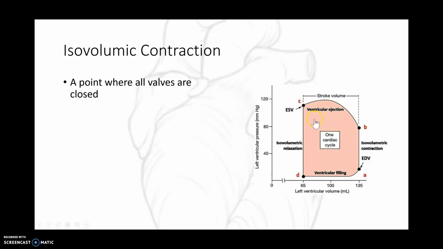Okay, so if we want to define isovolumic contraction, we know this is a point where all valves are closed. It's where within the heart there's a dramatic increase in pressure without any increase in volume. So right here our valves have shut after ventricular filling from D to A over here, and then right here this is our isovolumic contraction, where we have a dramatic increase in pressure within the heart without any change in volume.